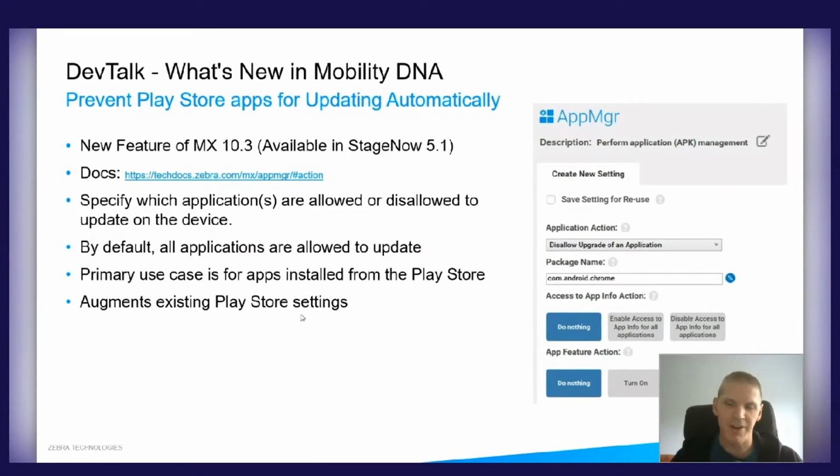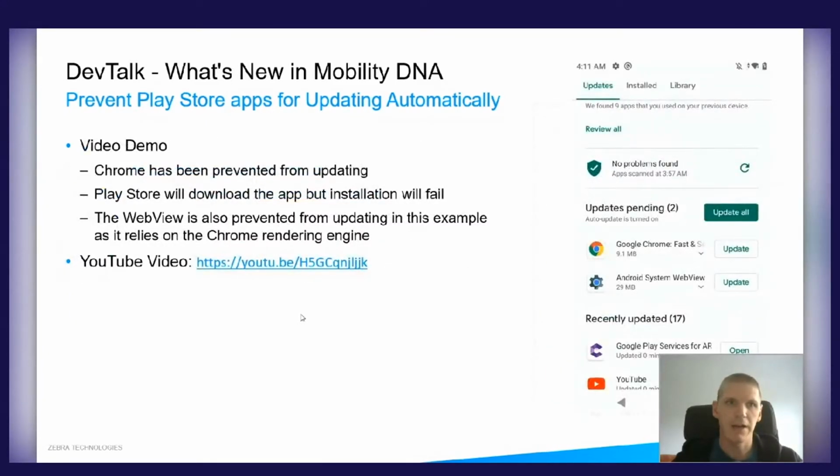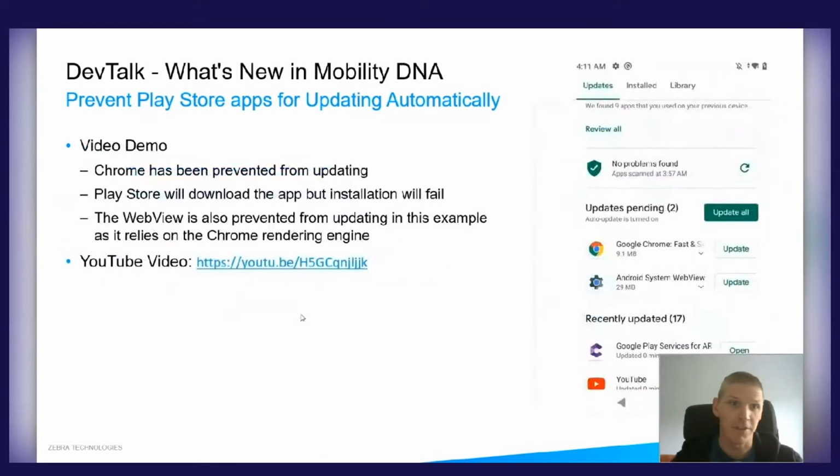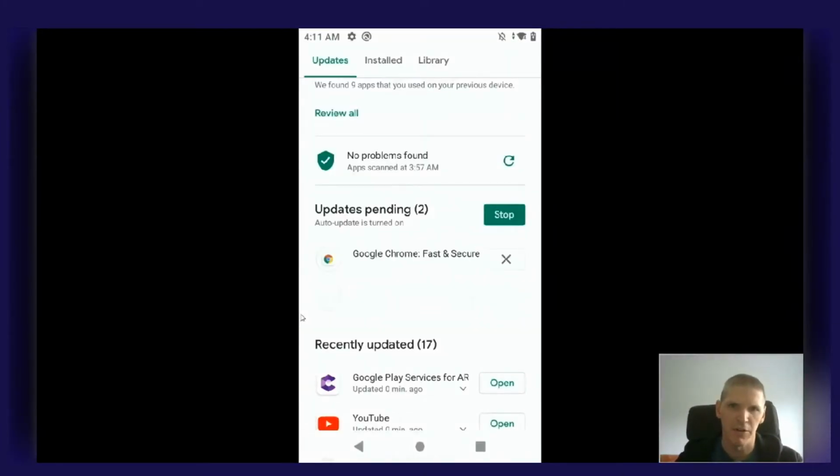I'll be using StageNow here just because it was easiest, and honestly, often StageNow will receive the updates to MX first. So yeah, I could demonstrate this. In order to prevent, I think this example is going to use Chrome. You can hear in this video demo, I have prevented, I'm pointing at my screen, com.android.chrome, which of course is Chrome on the device. And what you'll see, in fact, let me just start the video running because it takes a little while.